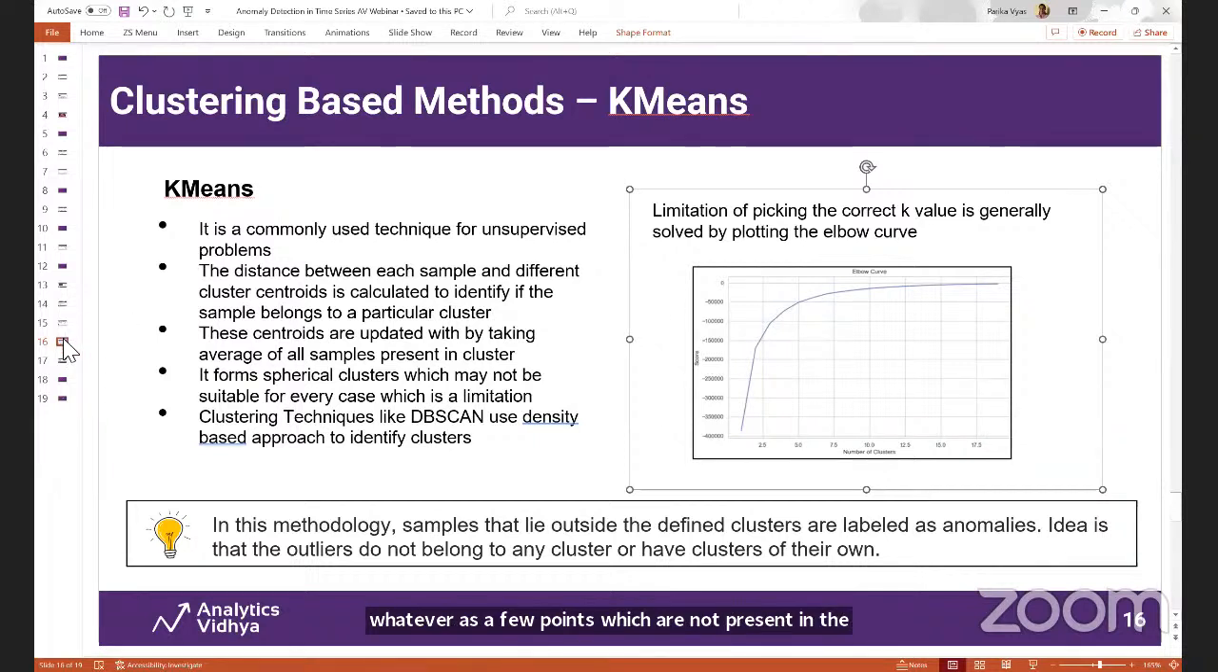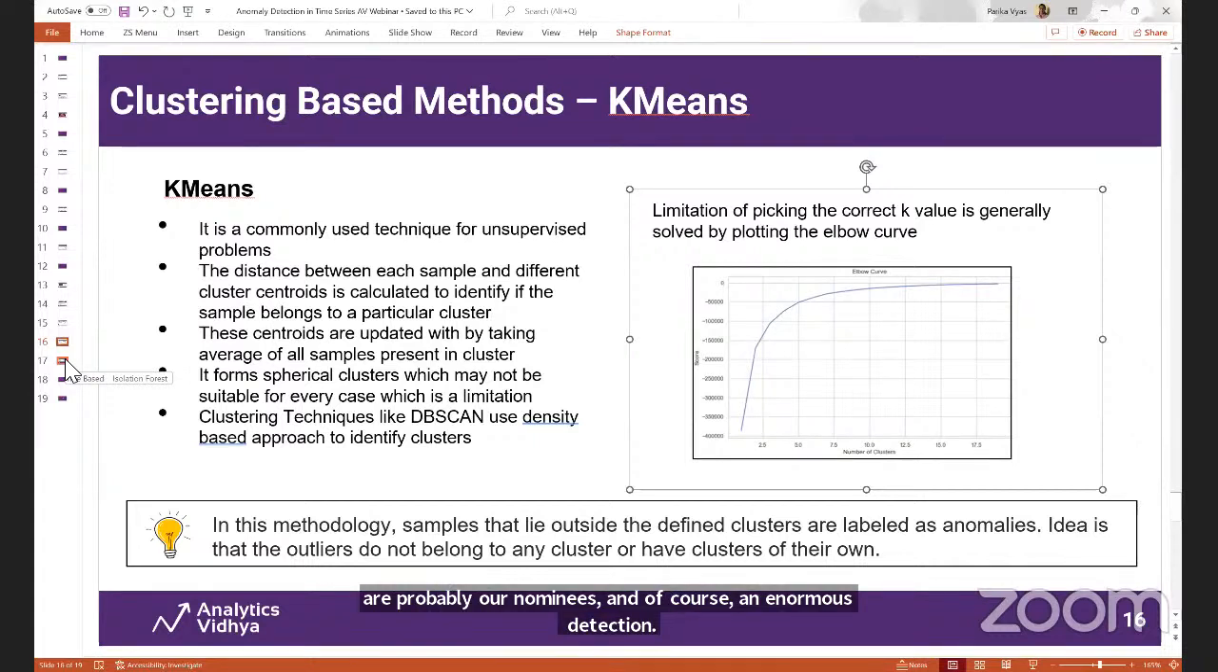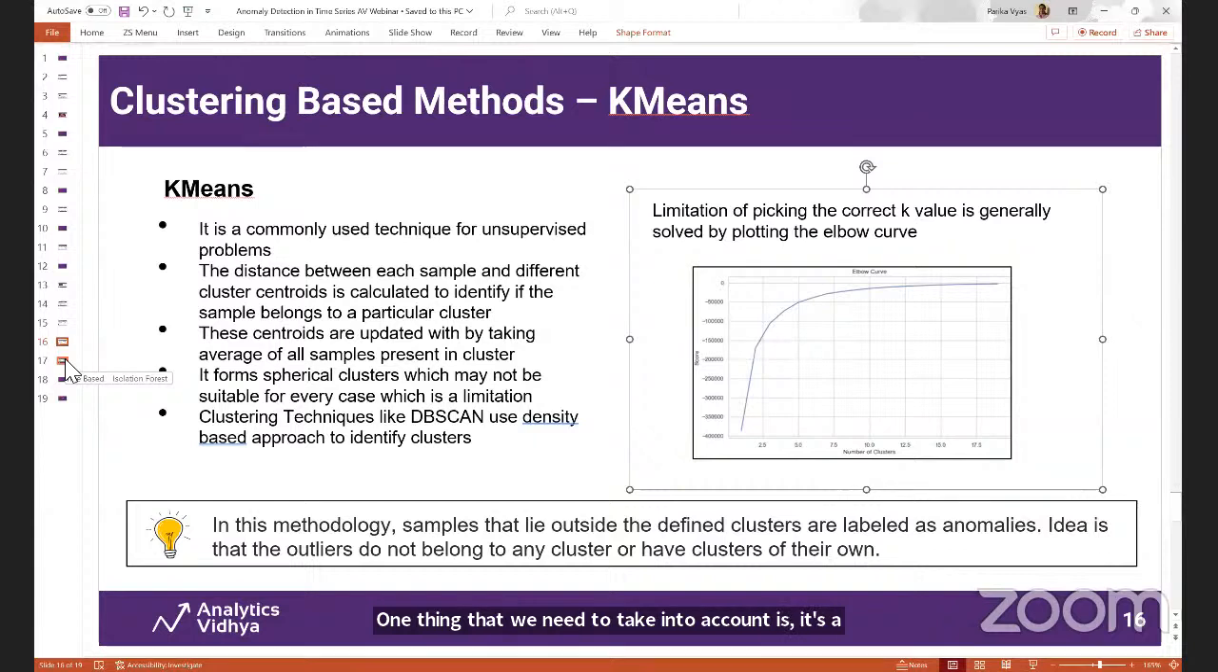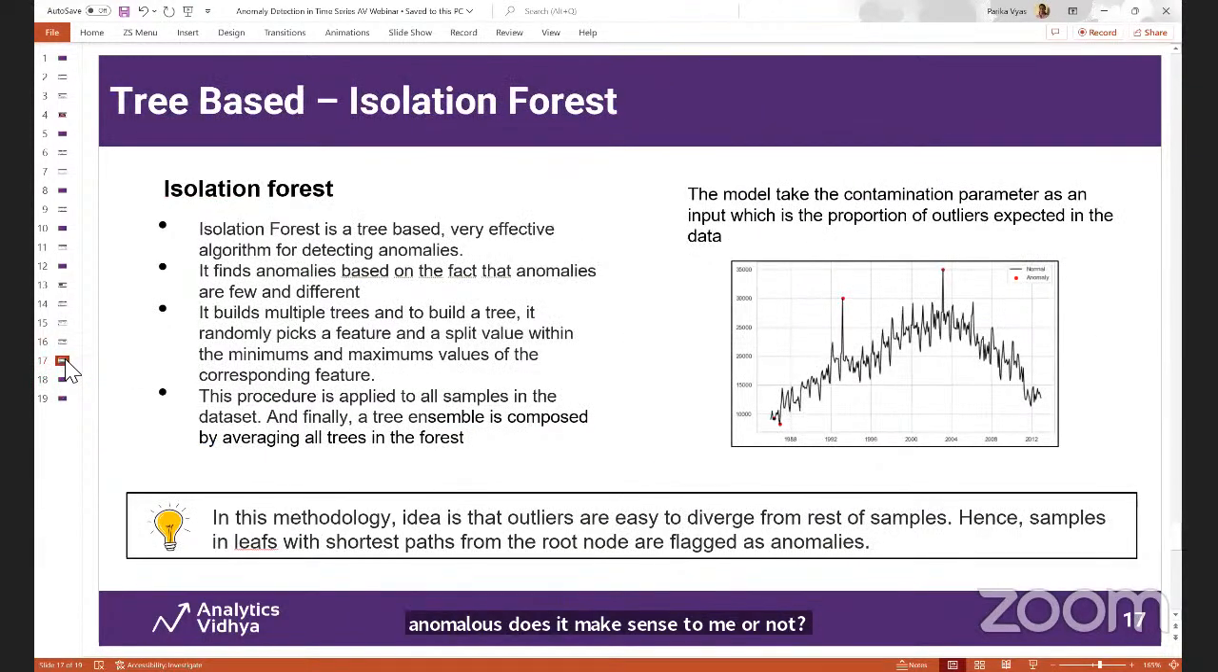And of course, in anomaly detection, one thing that we need to take into account is it's a very risky process. You do need to go back and check whether, hey, this point, does it seem anomalous? Does it make sense to me, or to the company, or for the particular data, or for whoever you're doing the anomaly detection.